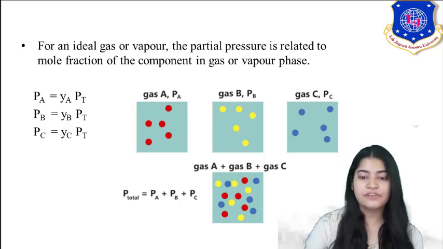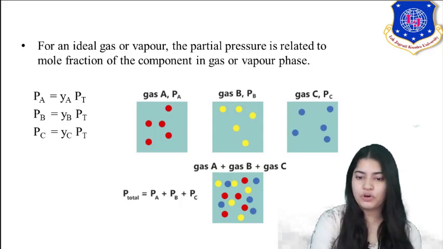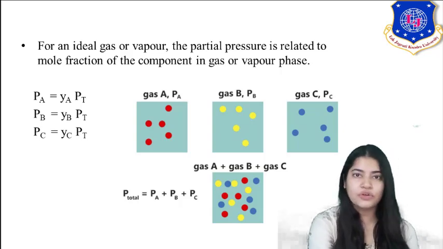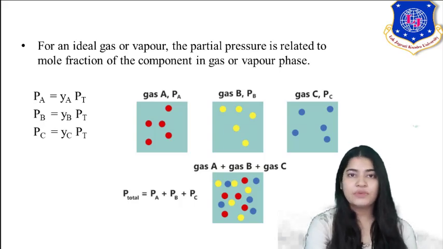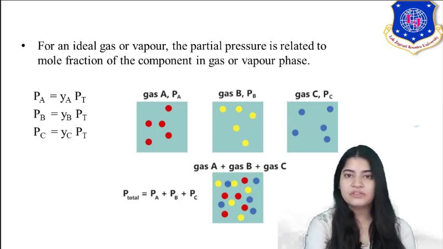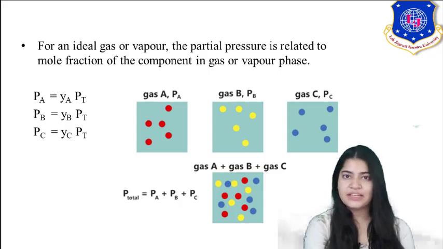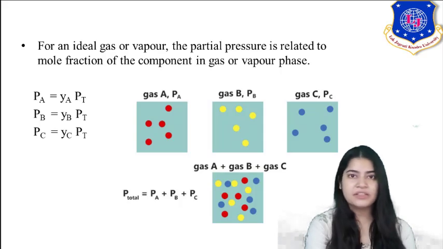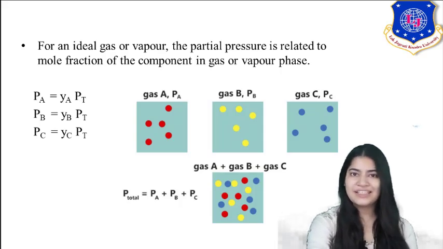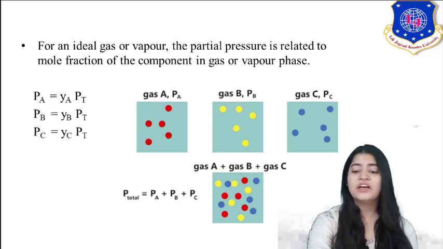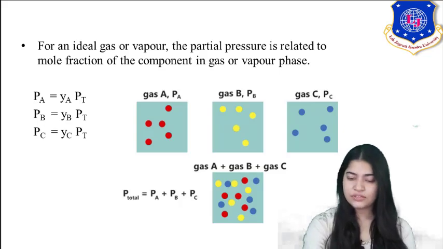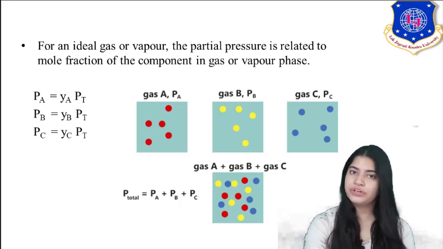So I can say for that cylinder, when only gas A is kept, when it is pure, my PA is equal to PT, because YA is 1, it is pure. Similarly for B, YB is 1 when I'm talking about the second cylinder, when only gas B is there and no other gas. So again PB is equal to the total pressure for that cylinder. But when I'm mixing all three gases in the fourth cylinder, now you need to introduce the term mole fraction.